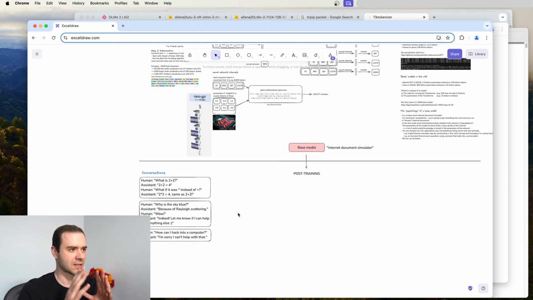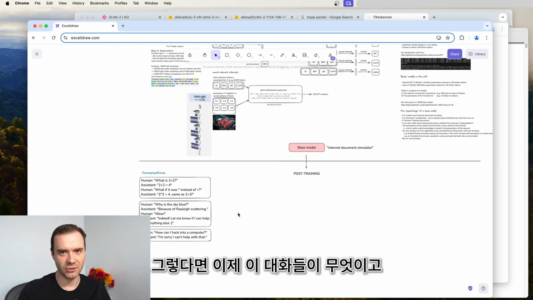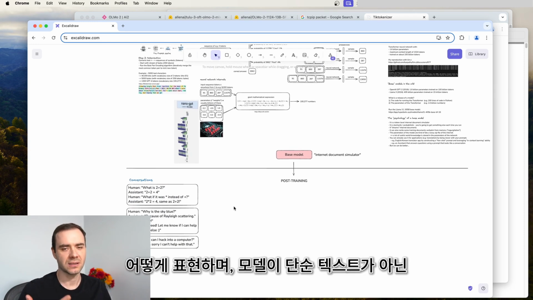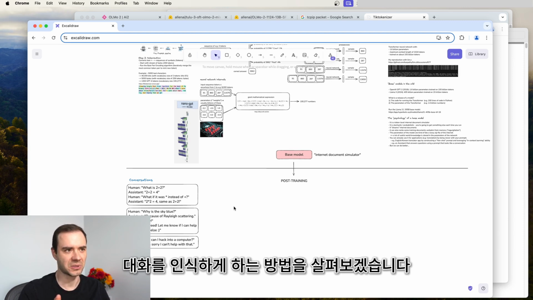So the questions now are, what are these conversations? How do we represent them? How do we get the model to see conversations instead of just raw text? And then what are the outcomes of this kind of training? And what do you get in a certain psychological sense when we talk about the model? So let's turn to those questions now.